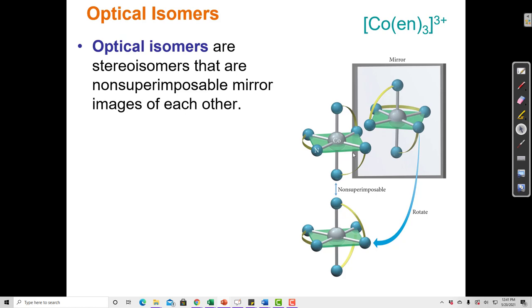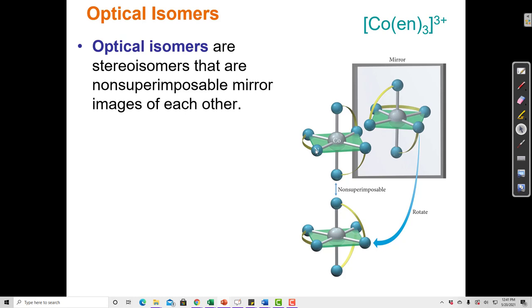So here is an example. We've seen this ligand before. Let me go back really quick to show what this is. This is an ethylene diamine ligand, and there's two nitrogen atoms from the same ligand that are stuck to the cobalt. Remember, this is a bidentate ligand. And this bridge right here that's yellow, this is made of carbon and hydrogen atoms.